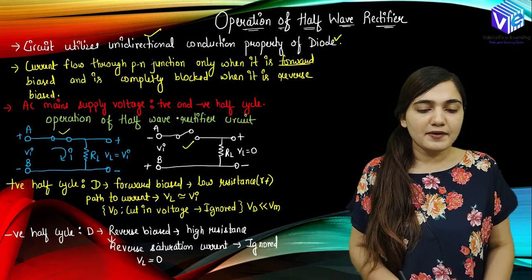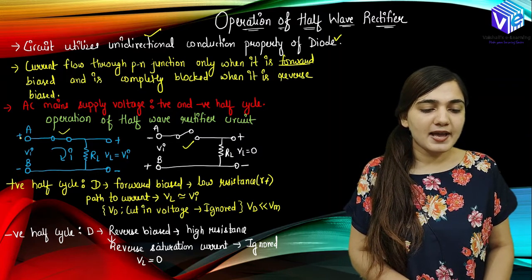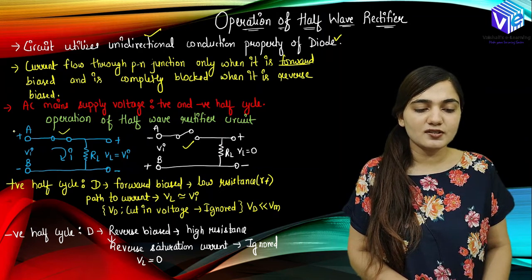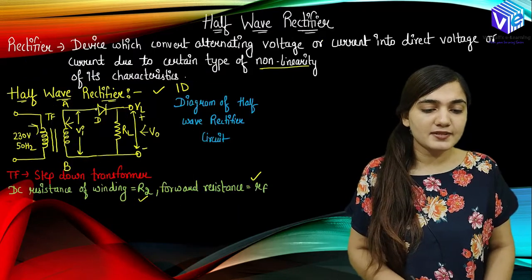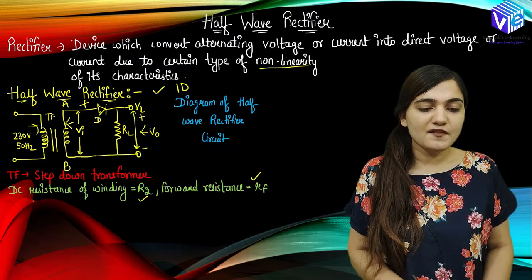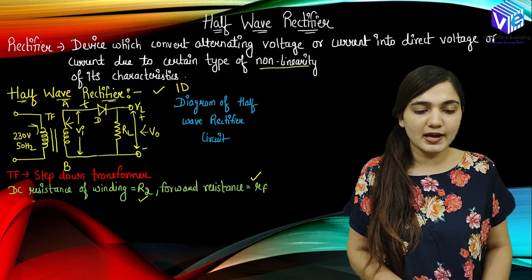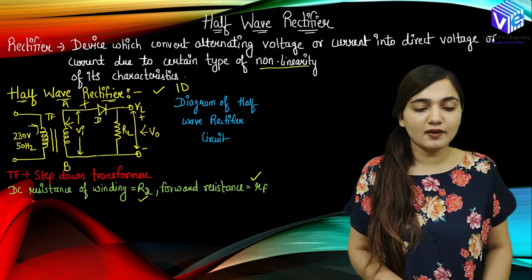Now when we have the positive half cycle, at the A terminal I will have the positive and at the B terminal I will have the negative. So this means I have the positive half cycle, and you can see I am sending the positive terminal over here. Positive is connected to the P terminal of the diode. This terminal is the P terminal of the diode. So when the positive is connected to the P terminal, I will have the forward bias.